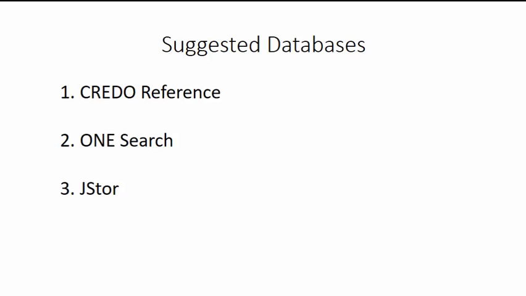OneSearch is our library aggregator. It helps us to search all of our library databases at one time. And then JSTOR, which has a substantial archival collection of content, and also a really cool search feature that I'm going to share with you all. So let's get started.